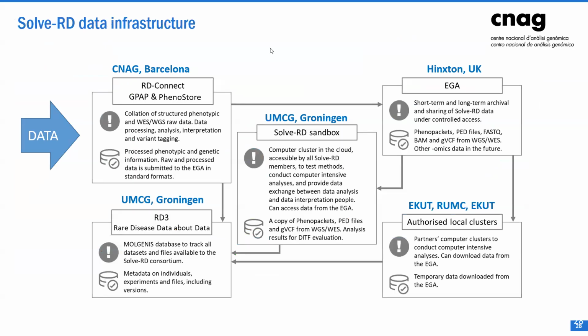What we did in Solve-RD was to build or connect different existing infrastructures together to have a whole workflow enabling this massive reanalysis of data, and to automate everything so that it would be possible. The data was entering through the RD-Connect GPAP and the phenotypic module PhenoStore that I presented, and then it was reanalyzed with different approaches and different clusters from the other places. And as I mentioned, the data was distributed but also stored for long-term archival at the EGA.